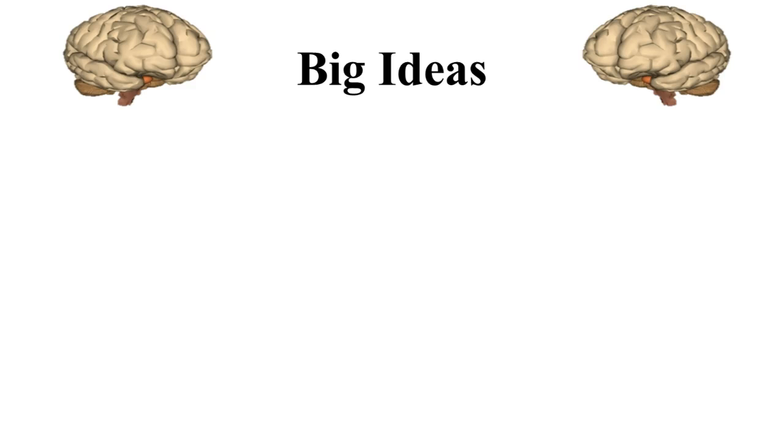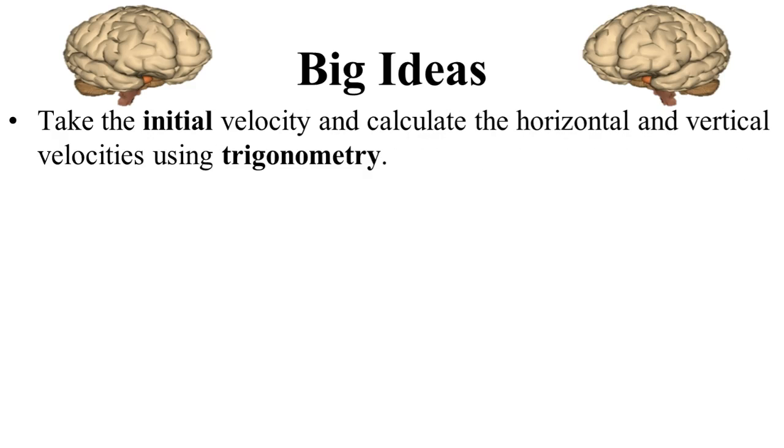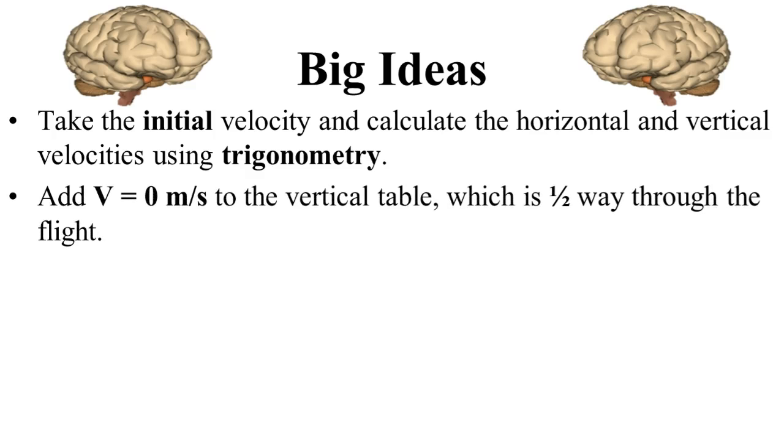Couple big ideas to take away from this. Take the initial velocity and calculate the horizontal and vertical velocities using our trigonometry. You can either set up the trigonometry like a triangle or use the shortcut. Some of our assumed information includes adding the final velocity of 0 meters per second to the vertical table. This is how fast it's going exactly halfway through the flight when it changes directions vertically. Remember, on the way up, it's going up, slowing down, it changes directions, and then it goes down, speeding up.